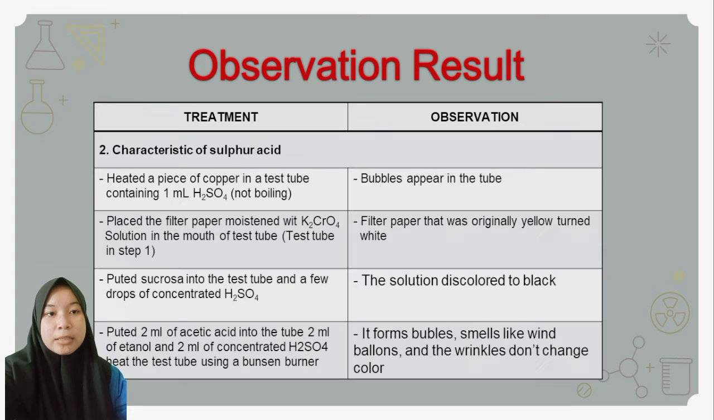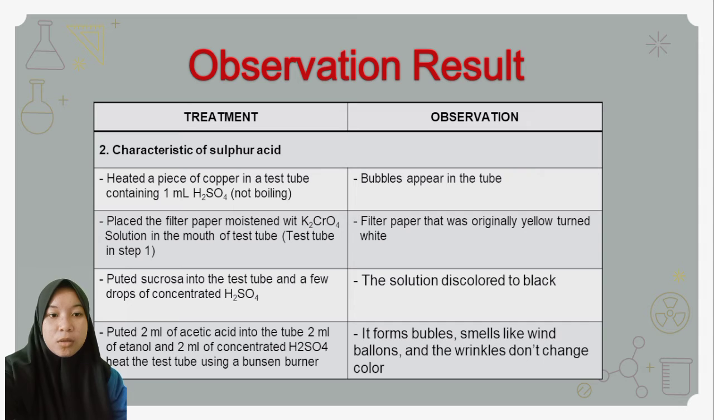And two, characteristics of sulfuric acid. Treatment: heat a piece of copper in a test tube containing 1 ml of sulfuric acid, not boiling. Observation: bubbles appear in the tube. And next, place the filter paper moistened with potassium chromate solution in the mouth of the test tube. Observation: the filter paper that was originally yellow turns white.